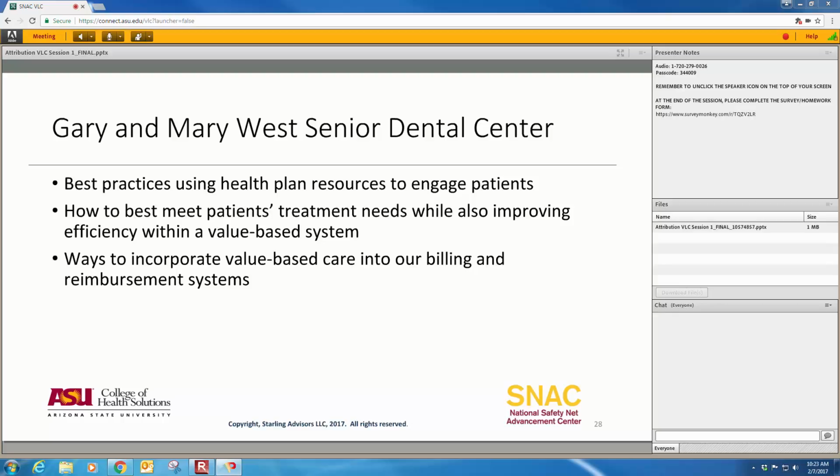We'd also like to see how we can incorporate our value-based care into billing and reimbursement systems, because currently we're receiving much less in reimbursement than what it's taking to provide the care.